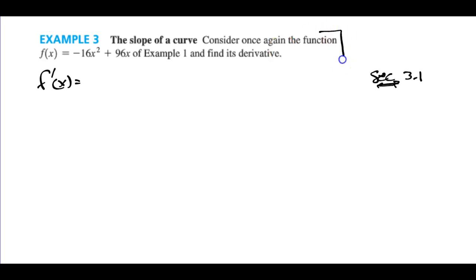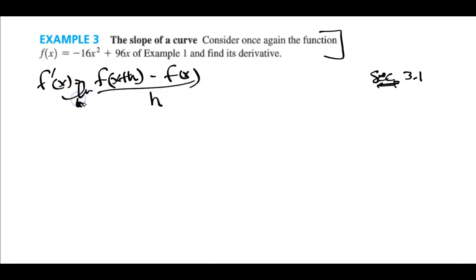So even though the directions don't say use the limit process for this, we only know one way to find the limit, and that's to use the f of x plus h minus f of x all over h, and then push that limit as h, the distance between x's, goes to 0. So let's try that. Go to the function and plug in x plus h. Negative 16 times the quantity x plus h squared plus 96 times x plus h. So that's the first part of the definition. F of x plus h is all of that.